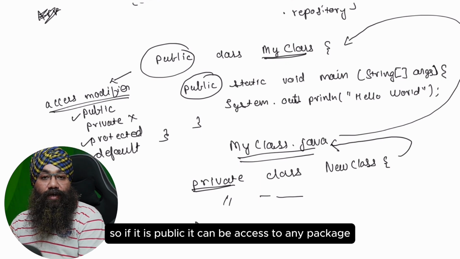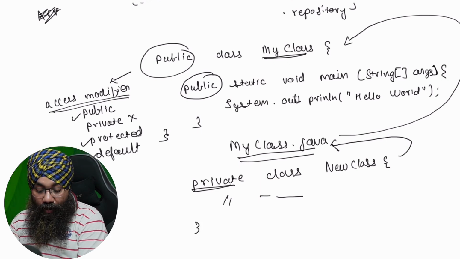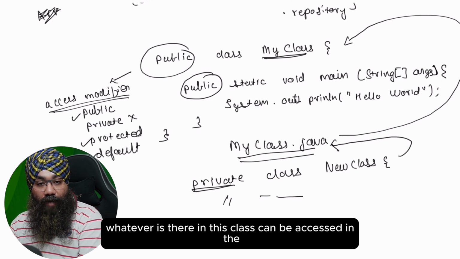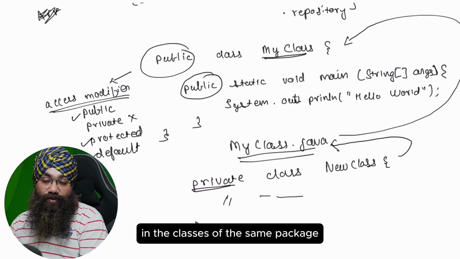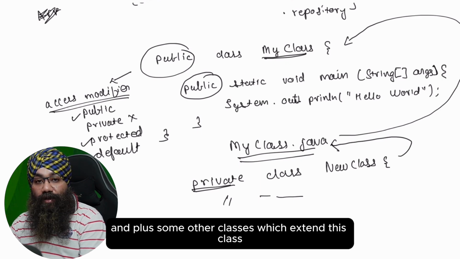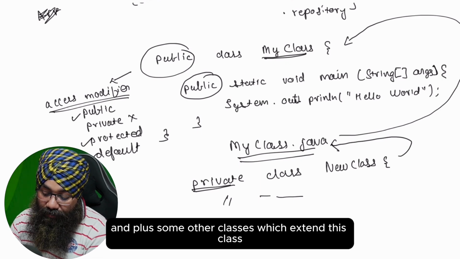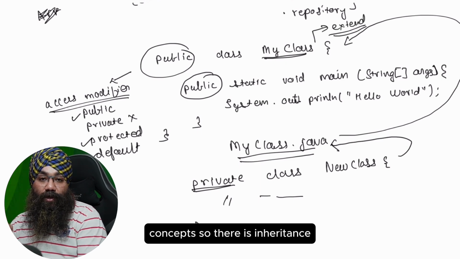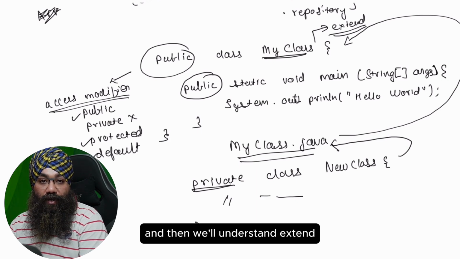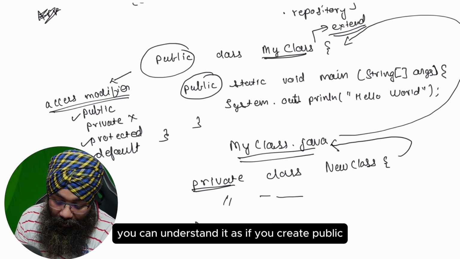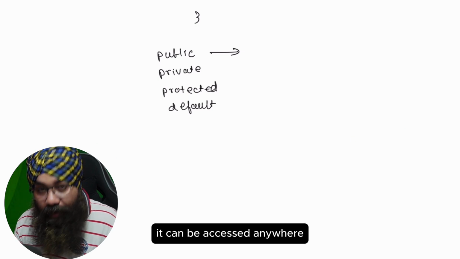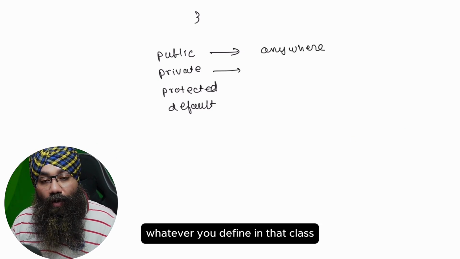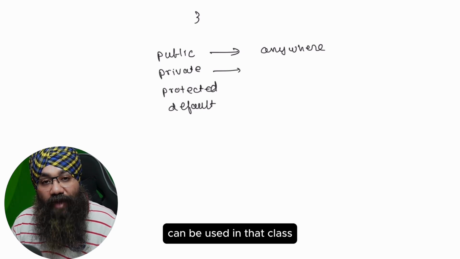If it is public, it can be accessed through any package. If you created protected, whatever is there in this class can be accessed in the classes of the same package, plus some other classes which extend this class. We will understand what extend means later when we learn about OOPS concepts, inheritance. But for now, if you create public, it can be accessed anywhere. If you create a class private, whatever you define in that class can be used in that class only.